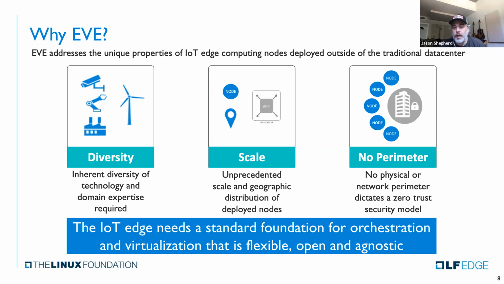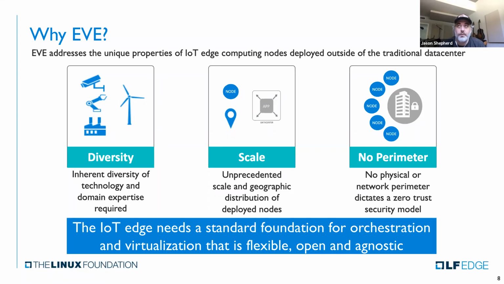Before, you might not have a network perimeter at all. You can't rely on a firewall. Someone else owns the network. So because of that, EVE is important in terms of driving a zero trust security model, combined with the stuff that you build on top.